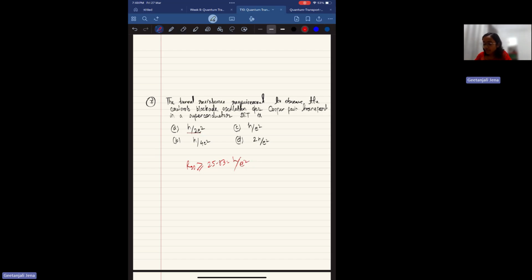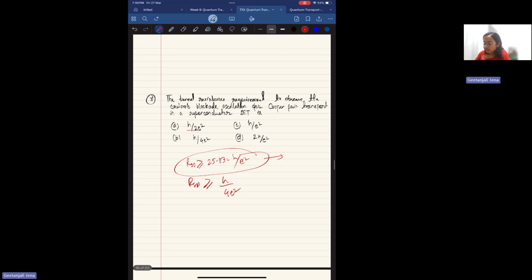But for a Cooper pair, this is valid for the normal SET and the quasi-particle transport in a superconducting SET. But for a Cooper pair, R_ST should be greater than h by 4e squared. So for a Cooper pair, we get a tunnel resistance requirement of h by 4e squared. So option B is the correct option.